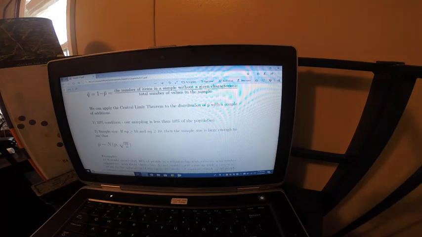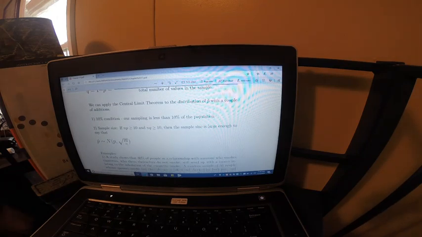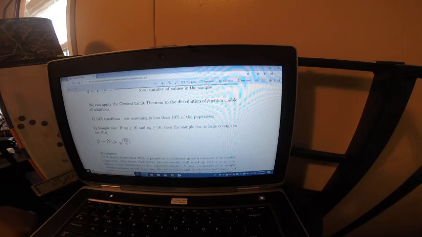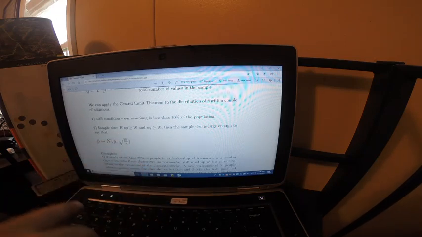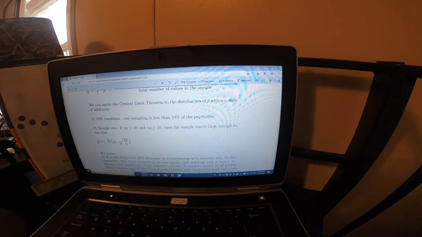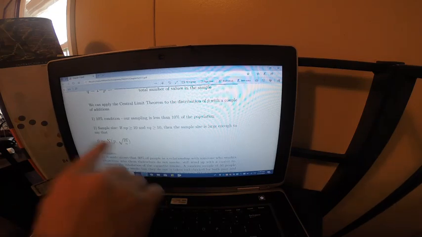We can apply the central limit theorem to the distribution of P hat with a couple of additions. One, we have to have a 10% condition: our sampling is less than 10% of the population. As long as we're sampling less than 10% of the population, we're good. The second condition is sample size. If N times P is greater than or equal to 10 and N times Q is greater than or equal to 10, then the sample size is large enough to say that P hat is approximately normal with mean P and standard deviation square root of PQ over N.